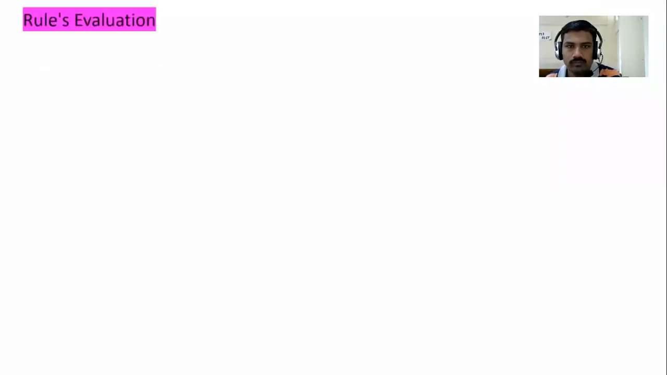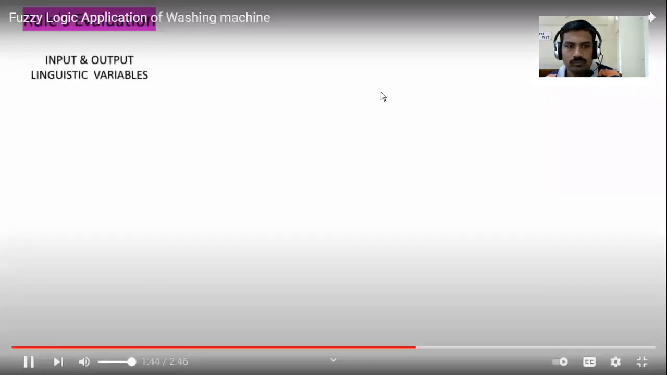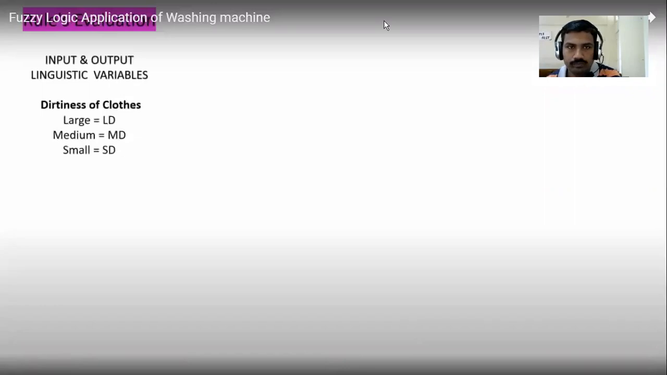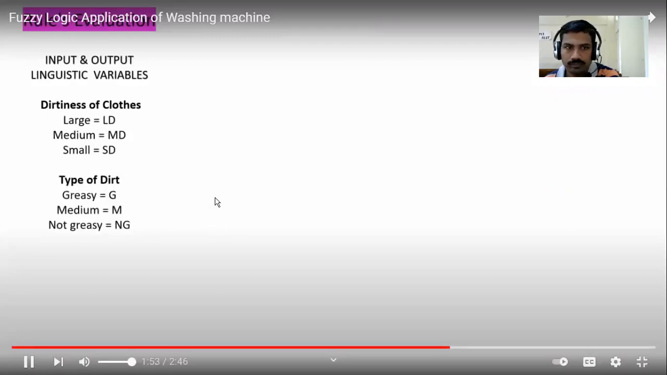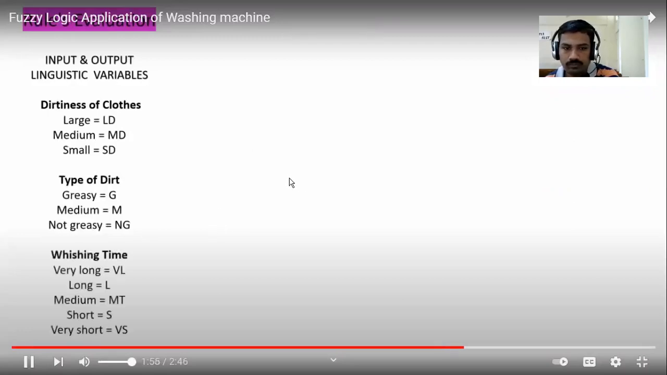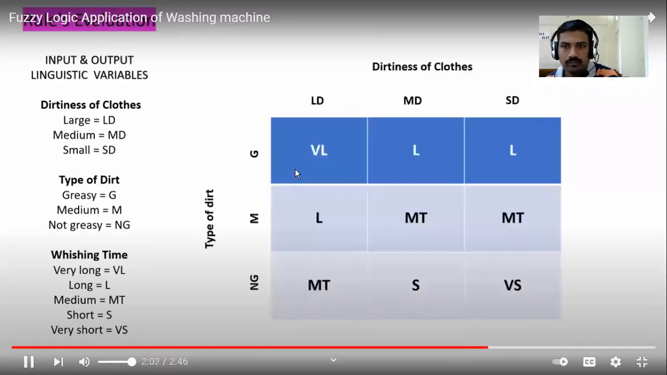For the rules evaluation, we have the input and output linguistic variables. First, the dirtiness of clothes, with membership large, medium, and small. The type of dirt has membership greasy, medium, and non-greasy. For the washing time, we have very long, long, medium, short, and very short. So by using this table, we can determine the rules of our fuzzy logic system.